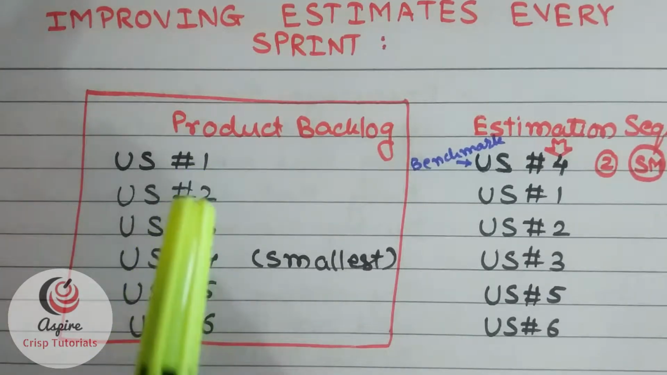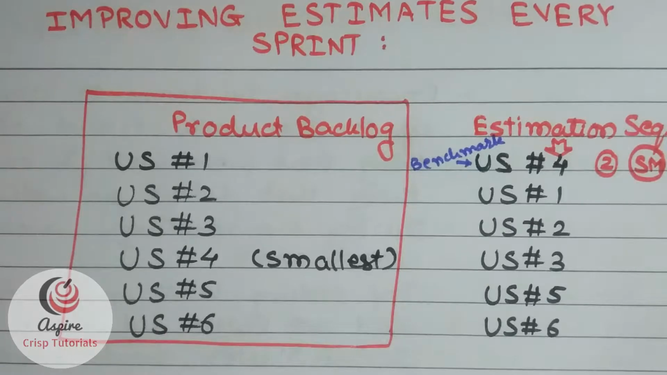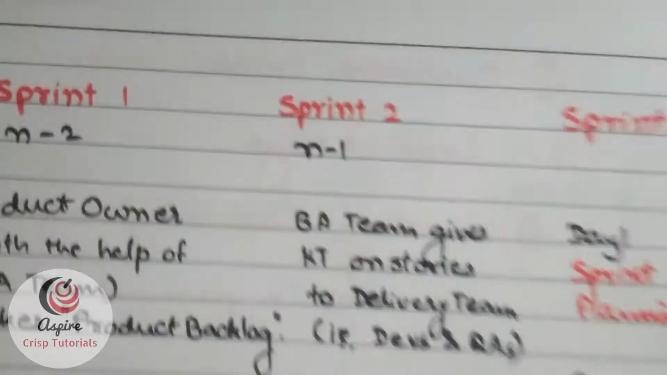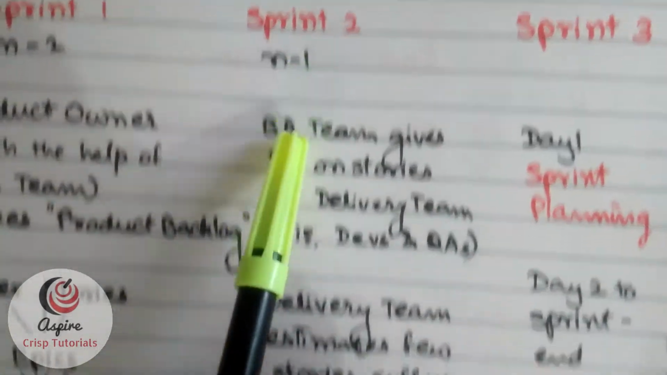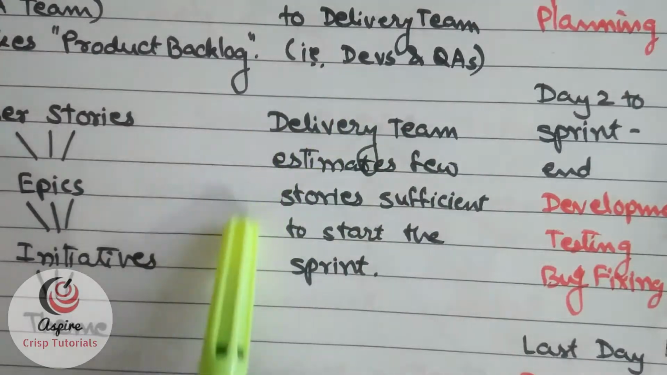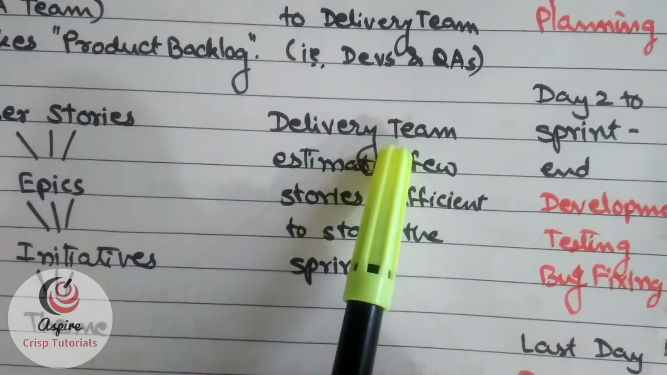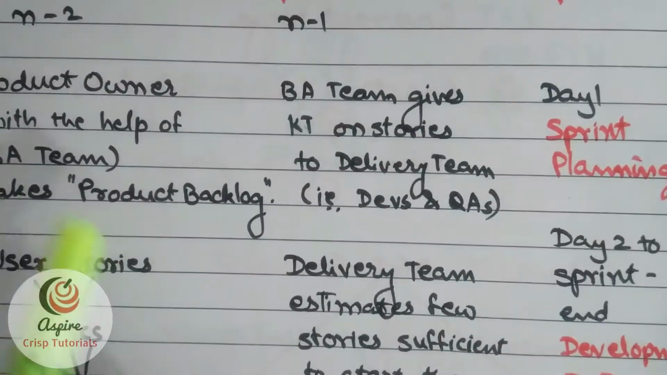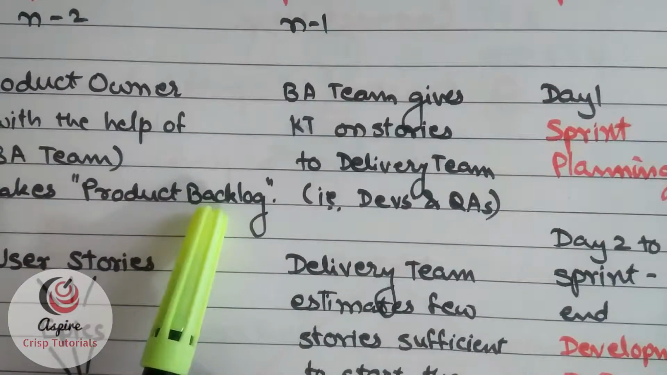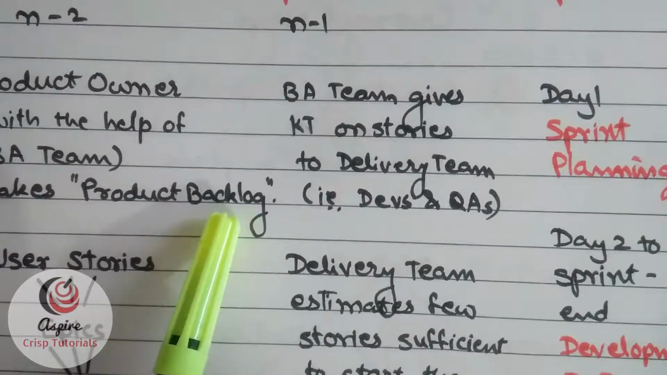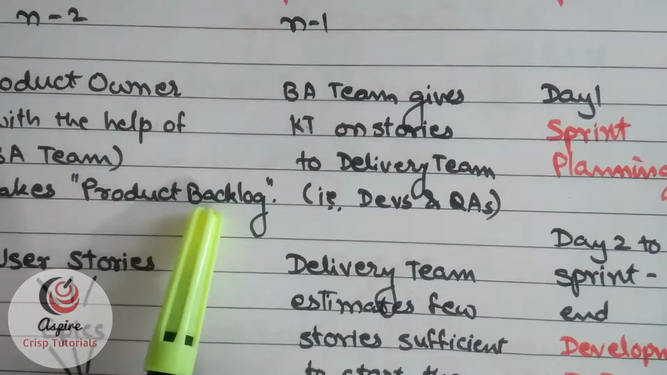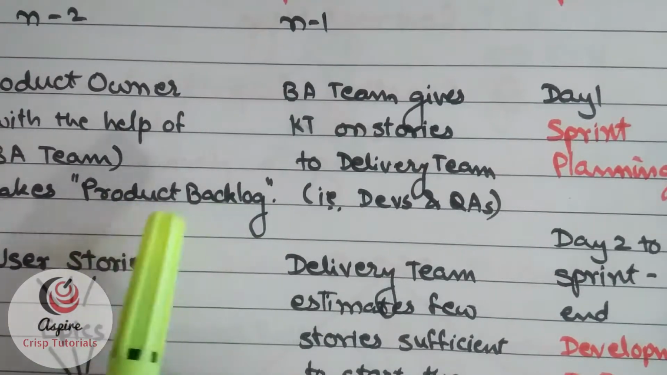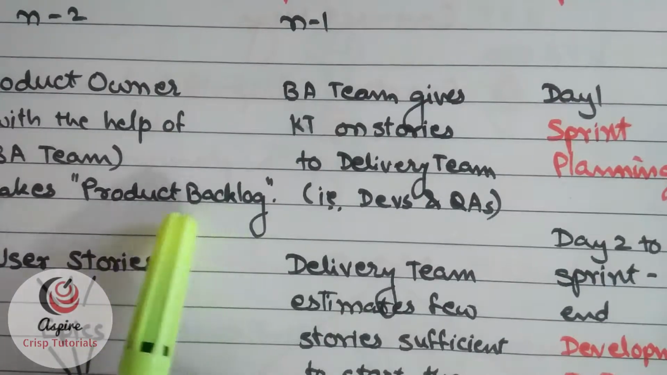See, as I told you earlier, the first estimation occurs in sprint n minus 1. So, in sprint n minus 1, we do the estimation for the very first time. At that time, the product backlog might just contain 6 to 7 stories. Product backlog is a very live artifact. It keeps growing as and when the project continues.